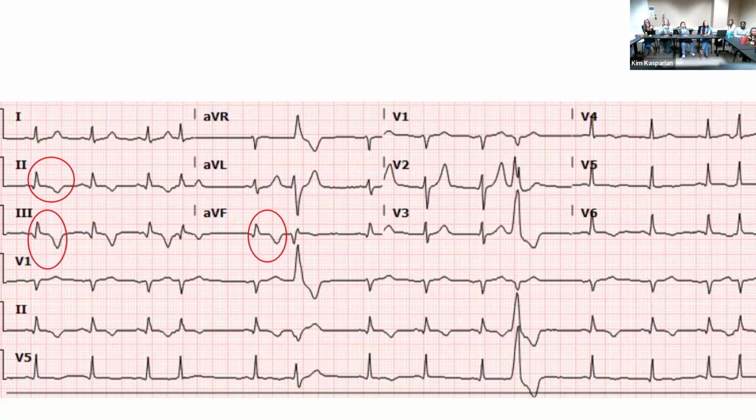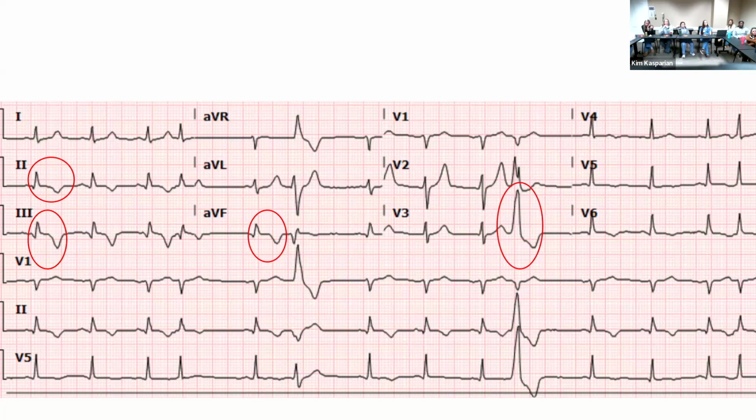2, 3, AVF are all in our inferior blood flow area, so those are contiguous. Notably though, 1 and 2 are not contiguous. Those are separate areas. 1 is a high lateral lead and 2 is an inferior lead, so you would expect those to be different. All right, and then we have PVCs.